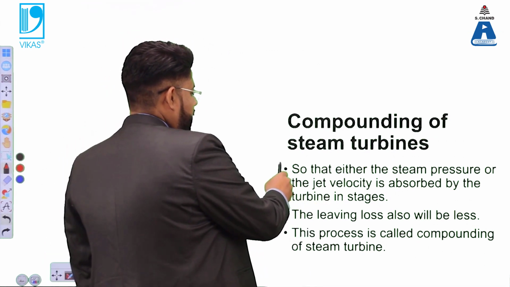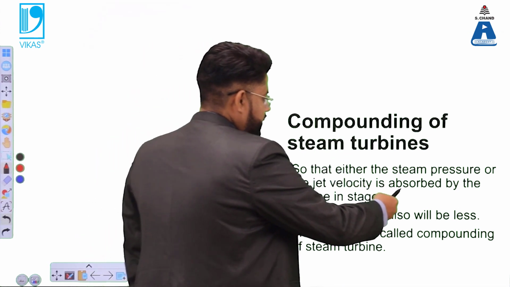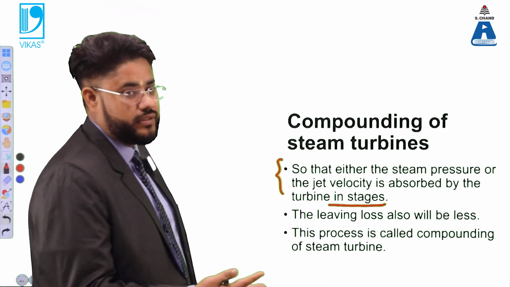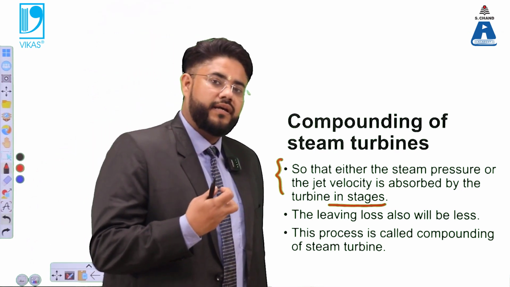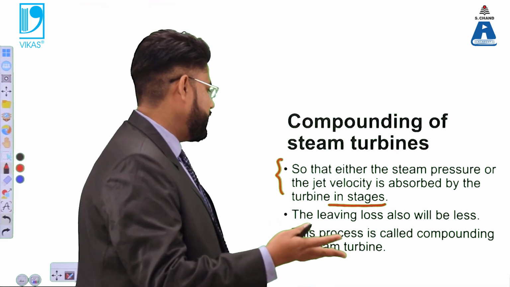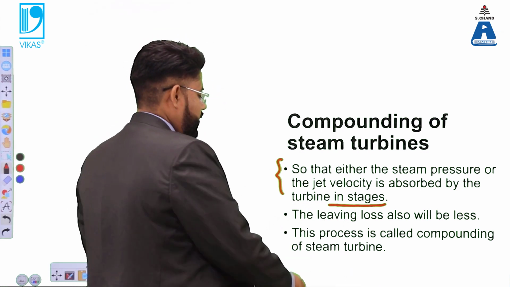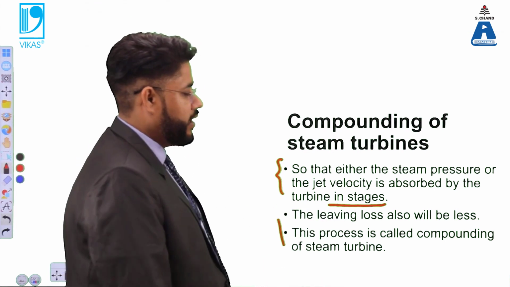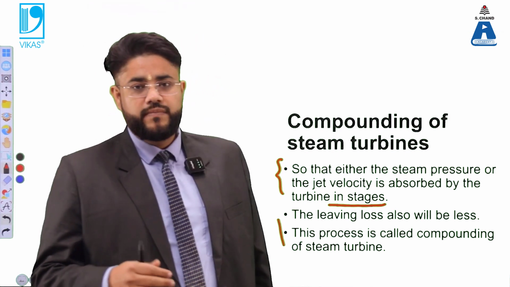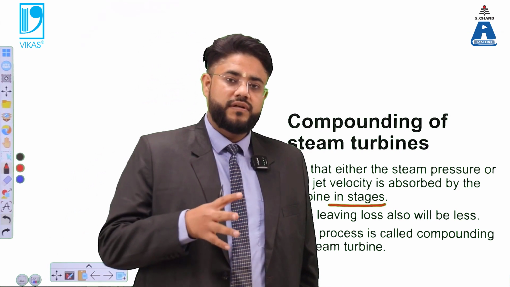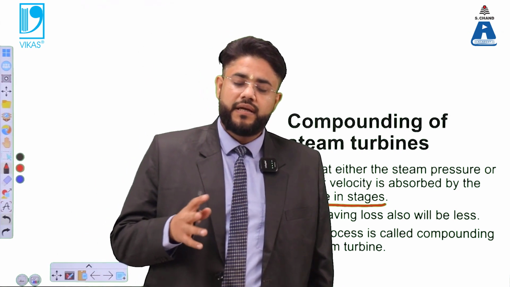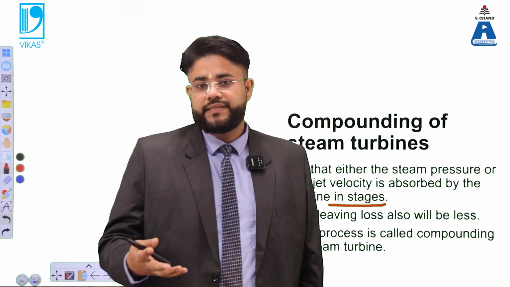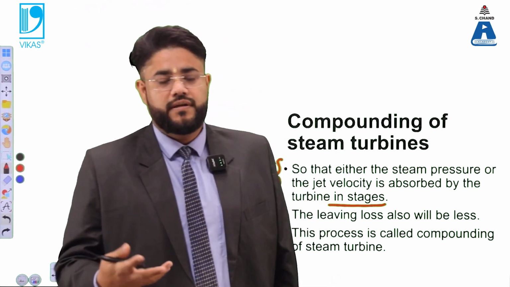Now the same thing, either the steam pressure or the jet velocity is absorbed by the turbine in that particular stage, so that the leaving loss is less. We have extracted the energy much before the steam leaves the operation, and then the leaving losses would be less. This process is called compounding of the turbine. So what is compounding basically? Compounding is fitting a set of nozzles inside a casing, so that when they are clubbed together, it leads to lesser exit losses and higher performance efficiency.